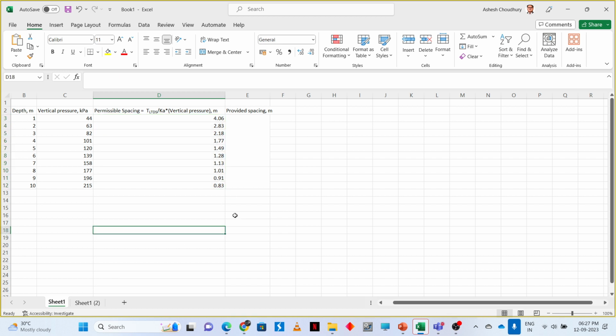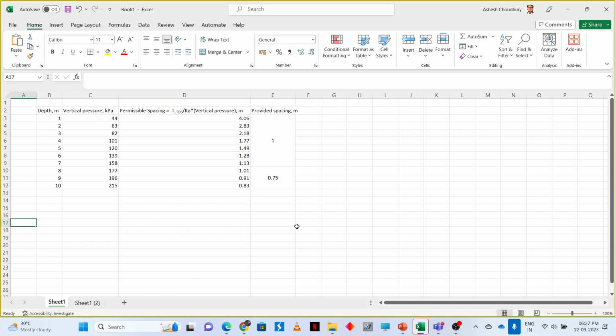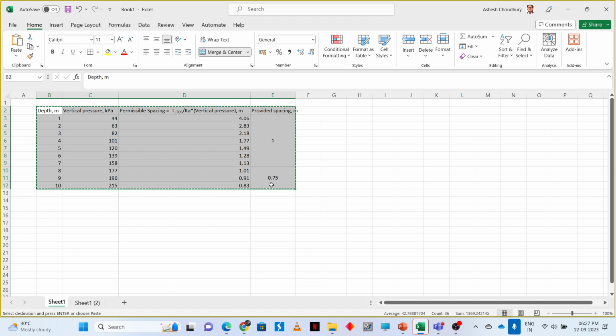Now it is completely up to the designer to decide the spacing. So what can we do? Let us provide a spacing of 1 meter for all of this. Generally we tend to provide somewhat lesser spacing. So let us do it like that.